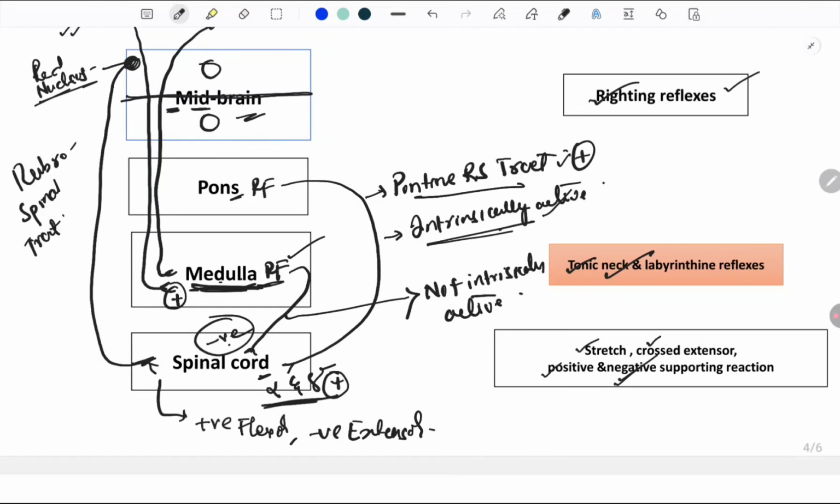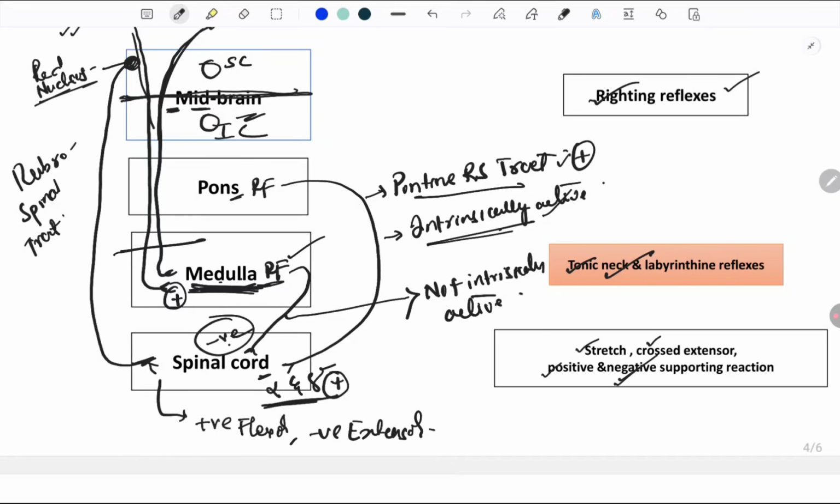Now let's get back to the site of the lesion. So where is the site of lesion? The site of lesion is here in the midbrain between the superior colliculus and the inferior colliculus. Okay, so now what is happening because of the lesion? Whenever a lesion occurs here, the excitatory input from the cerebral cortex and the basal ganglia to the medullary reticular formation is interrupted.